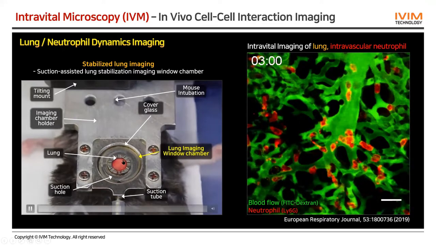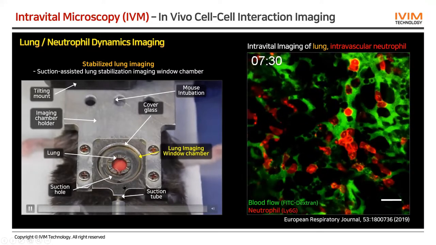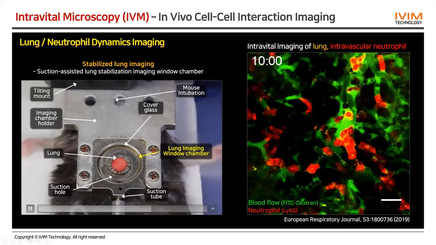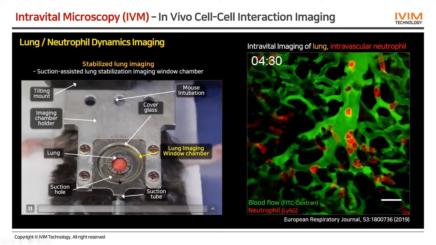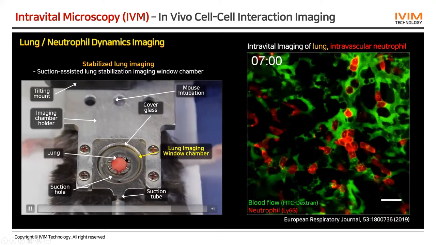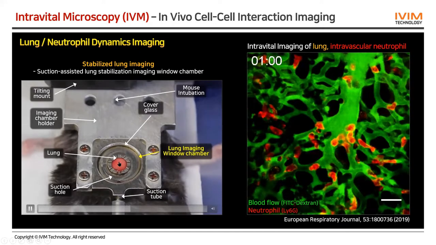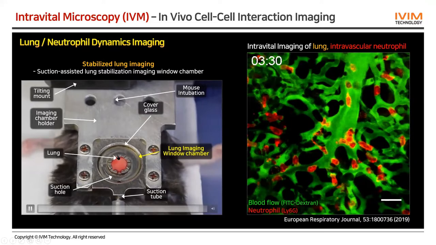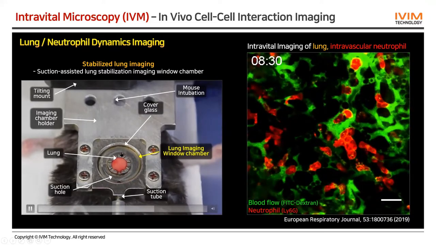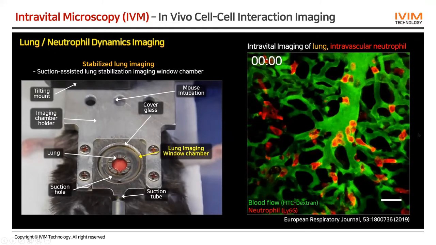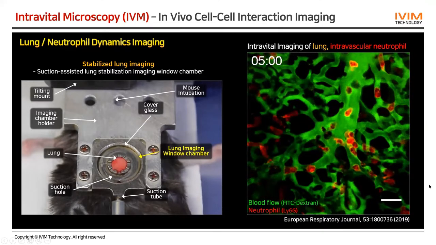What this device can do is suck the air out of this chamber through this small hole, through this suction tube. By doing that, we can build up negative pressure inside and stabilize the motion of the lung against this cover glass. Only part of the lung is restricted, so the mouse can stay alive during this imaging. On the right-hand side, you can see the video for 10 minutes.